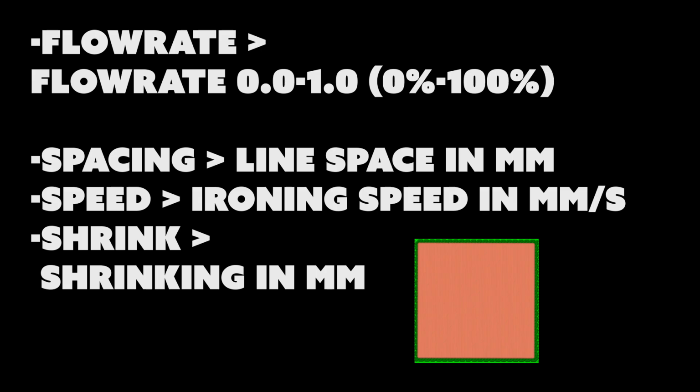Dash flow rate is a factor based on the normal flow rate. So 1 is 100% and 0.1 is 10% of the normal flow rate. Dash spacing is simply the ironing line spacing in millimeter. Dash speed is the ironing speed in millimeter per second. Dash shrink is a setting to shrink the calculated boundaries of the ironing layer in millimeter. This can be a workaround if the calculated boundaries are not perfect.